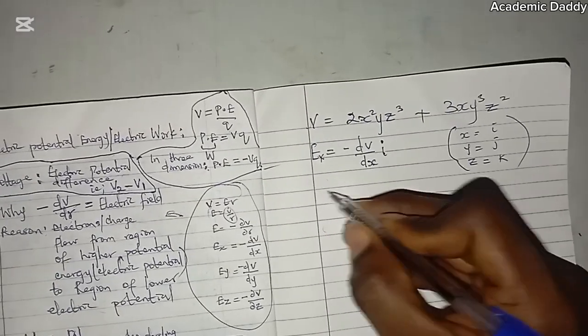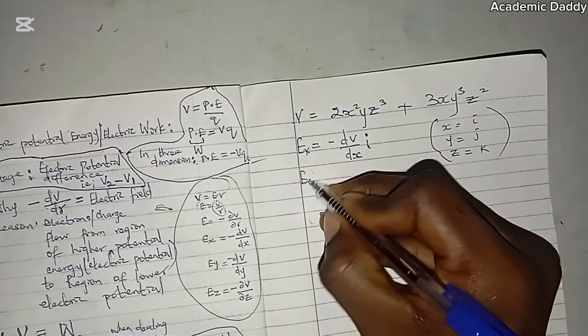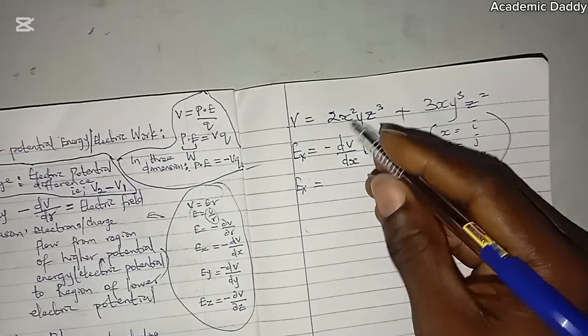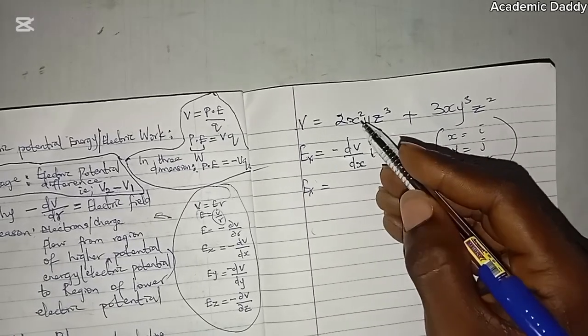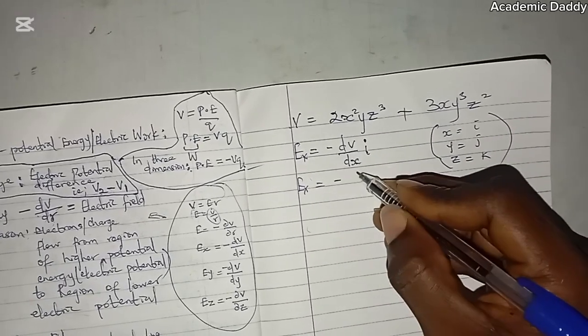Now Ey, okay, if I'm doing this now, it will be the same thing as saying E on the x-axis will be equal to differentiating with respect to x. So I'll simply say everything here minus.